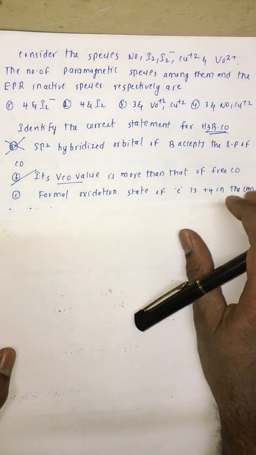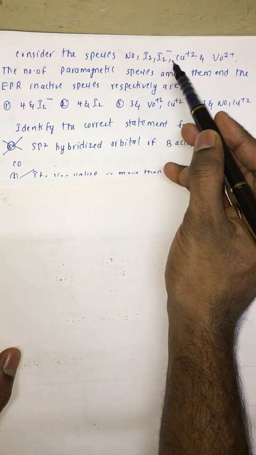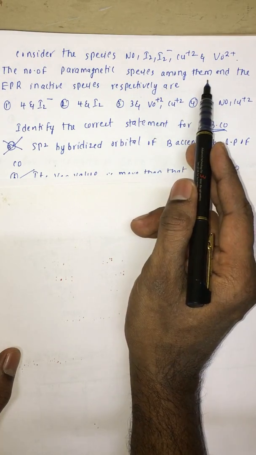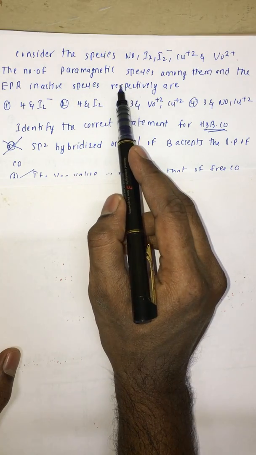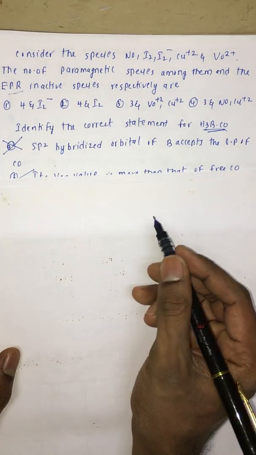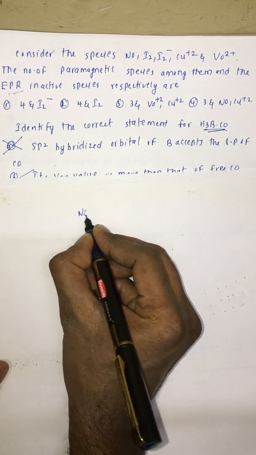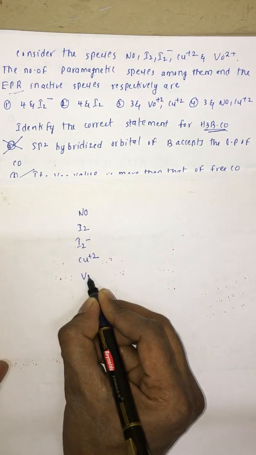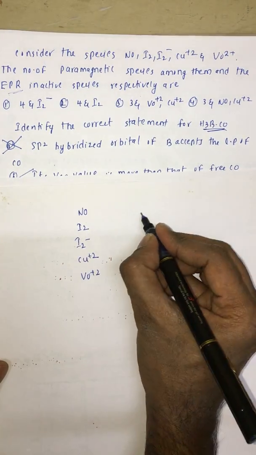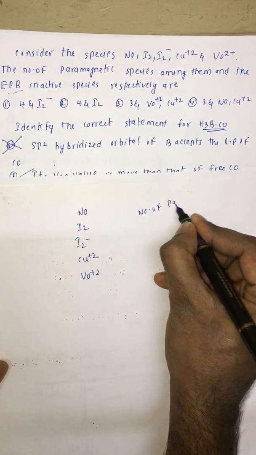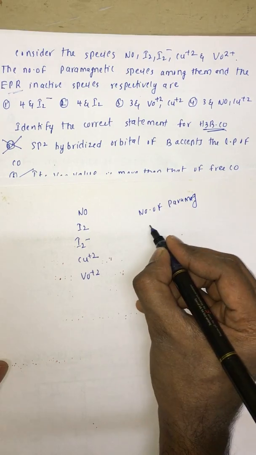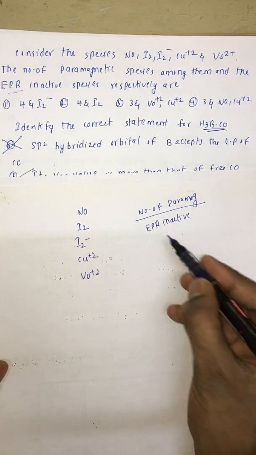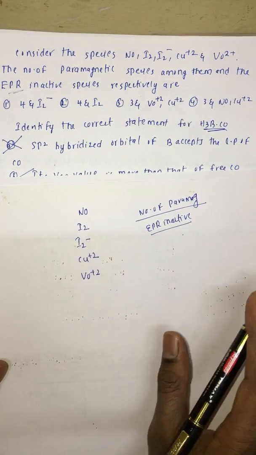Next, consider the species NO, I2 minus, Cu2+, V2+. The question asks for the number of paramagnetic species among them, and the EPR inactive species. So we need to identify the number of paramagnetic and EPR inactive species. It's nothing but the number of EPR active and EPR inactive, because paramagnetic means EPR active, right?